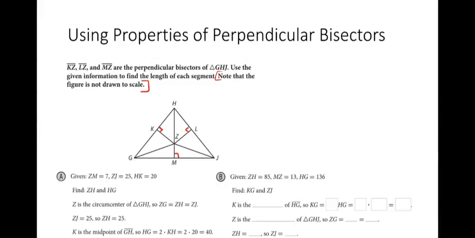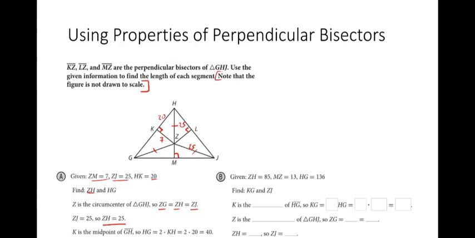So ZM equals 7. ZJ is 25. And HK is 20. All right, find ZH. Now, one thing's for sure: if we have those perpendicular bisectors, that means HZ has to be congruent to GZ, and GZ has to be congruent to ZJ. That means HZ has to be 25, okay? So again, ZH equals 25 because ZG equals ZH, which equals ZJ.